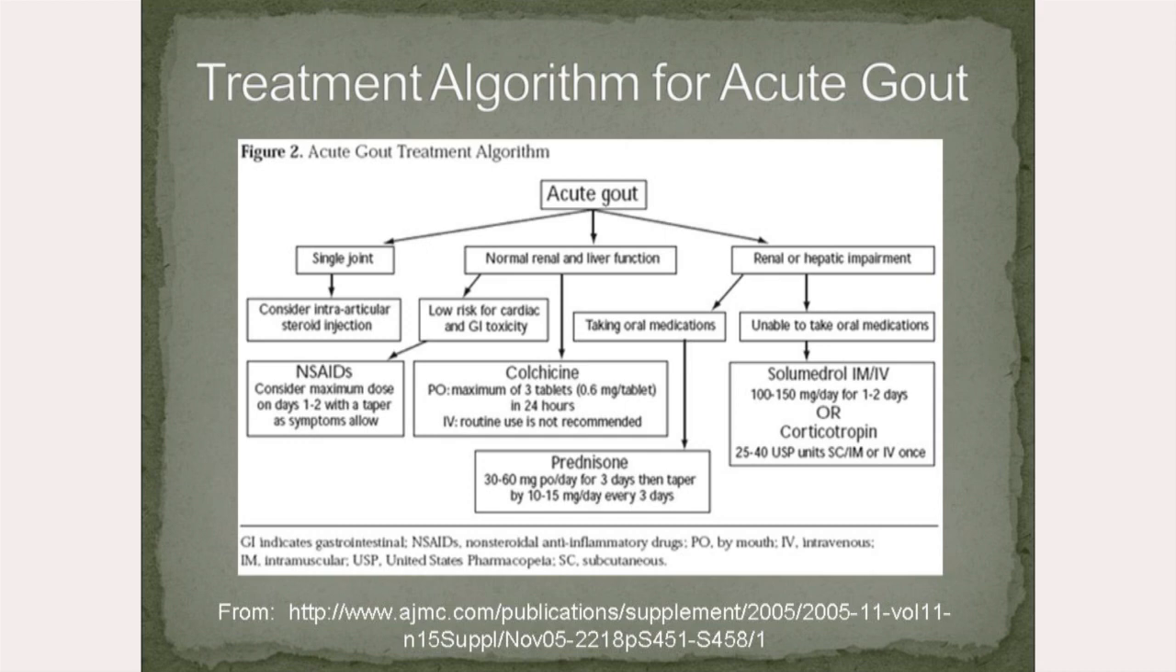Allopurinol is not on the chart. That's because this is a treatment for acute gout. So again, there's treatment for acute gout, which is with anti-inflammatories, and then there's treatment to prevent gout, which is with allopurinol, Uloric, probenecid, those kinds of medications.